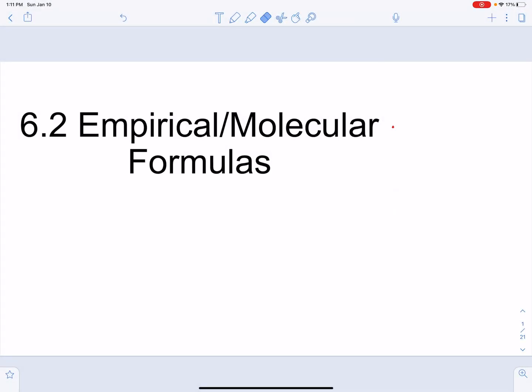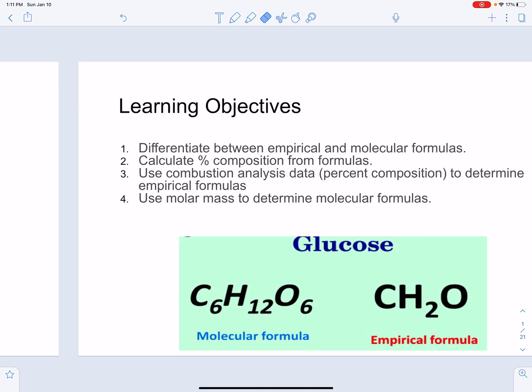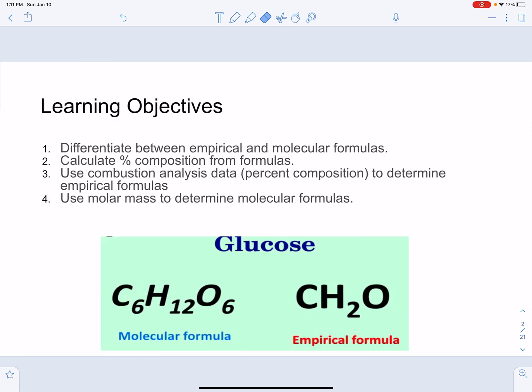So welcome to 6.2, Empirical Molecular Formulas. I'm going to make two videos for this lesson. The first video will be showing you how to tell the difference between empirical and molecular formulas. And the second video is going to be talking about how to calculate percent composition from formulas. I'm sorry, in the first video, we'll be doing these two objectives. In the second video, we'll talk about using something called combustion analysis to determine empirical formulas of unknown compounds. And in the second video, I'll also talk about using molar mass to determine molecular formulas of unknown compounds.